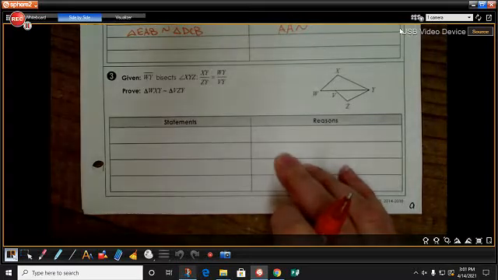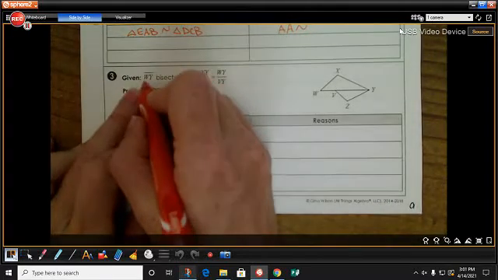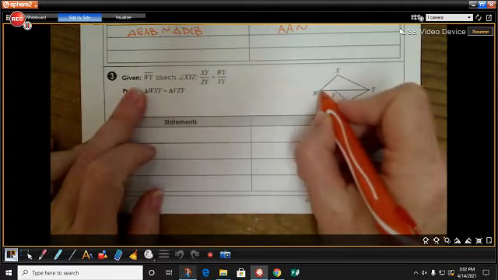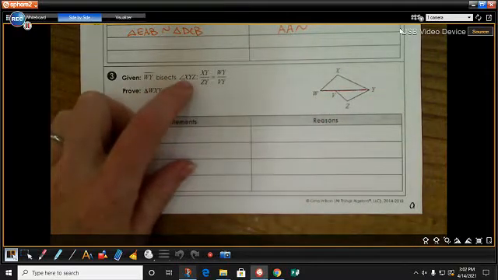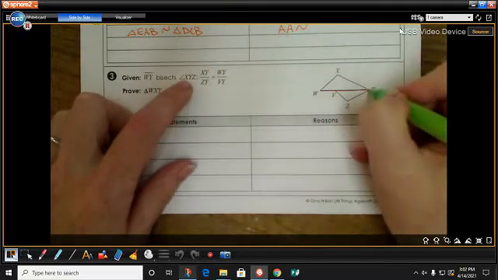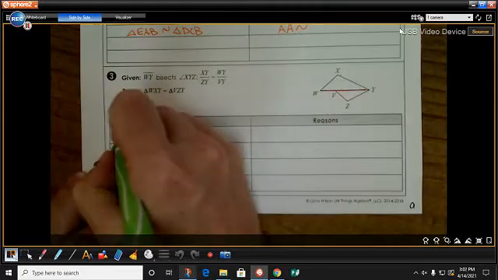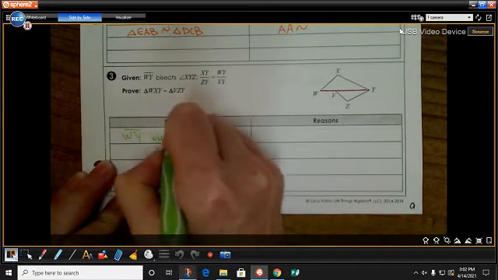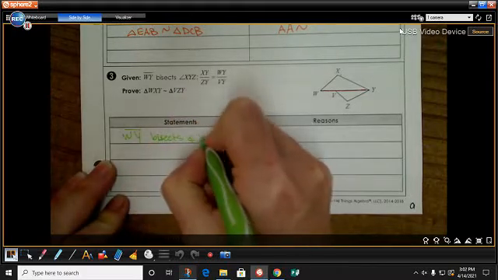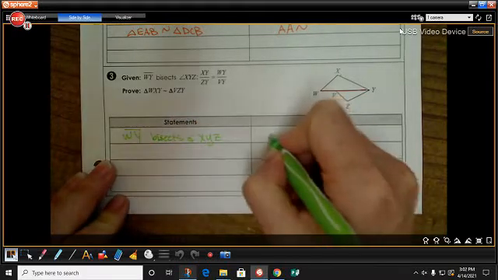So we like it when it's short and sweet like that. Let's try a different one. Let's see if there's something else that comes up. So in number 3, I have segment WY, so that's this guy right here, is bisecting an angle. It's bisecting angle XYZ. And so I'm going to put that in my given. WY bisects angle XYZ, and that's given.